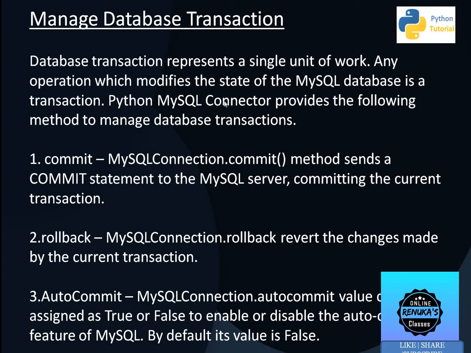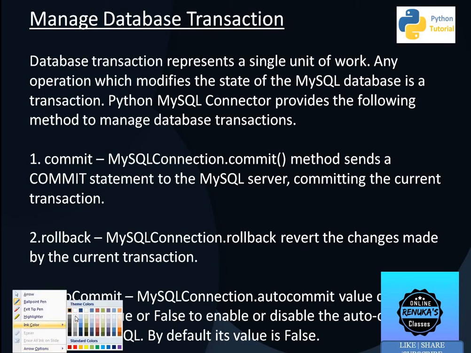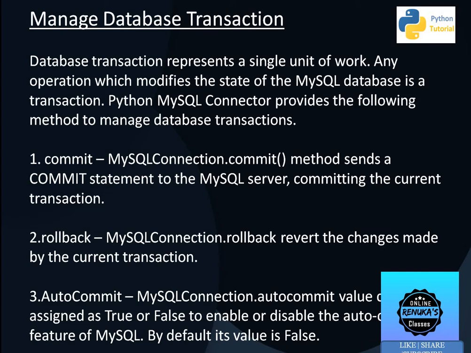What is a transaction? A transaction is a single unit of work. Any operation which modifies the state of the MySQL database is a transaction. So if we are doing any operation that modifies the state of the database or the values in our database, that is known as a transaction. The commands we are going to use are, first, commit, then rollback, and third, auto commit. These are three important commands.